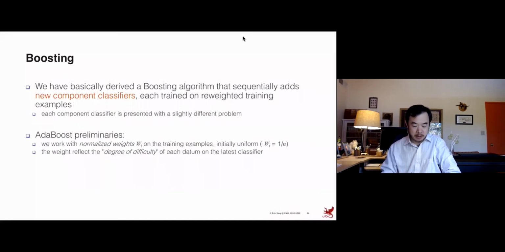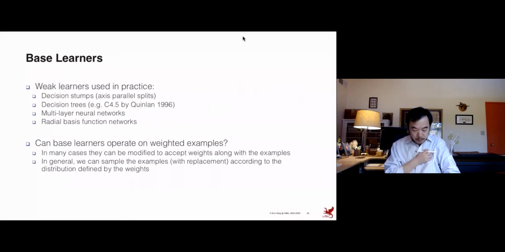All right, just to recap, we have now an algorithm called boosting, and basically it keeps sequentially adding new component classifiers, each trained on reweighted examples. I really want you to take home this message. And AdaBoost has a particular way of normalizing the examples, right? And that reflects the difficulty of the example in the current classification version. There are a few free knobs that you can tune. I want to mention that before I jump to the theory part.